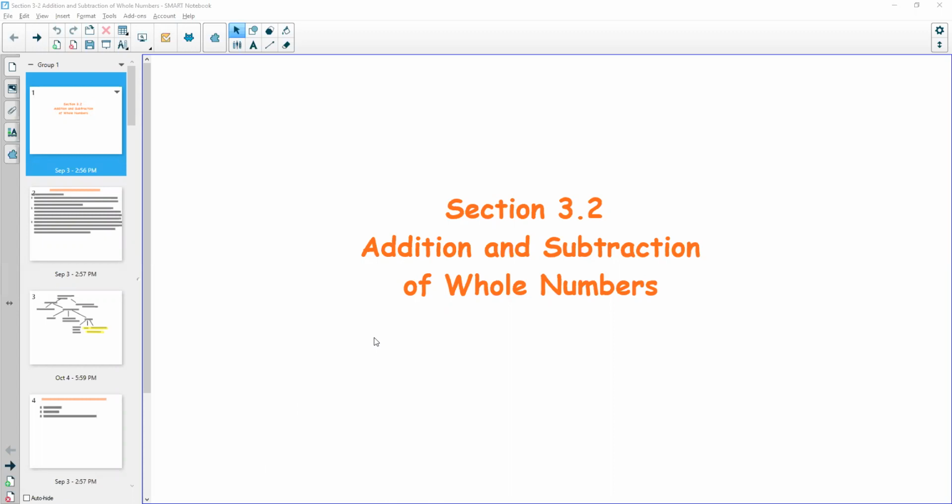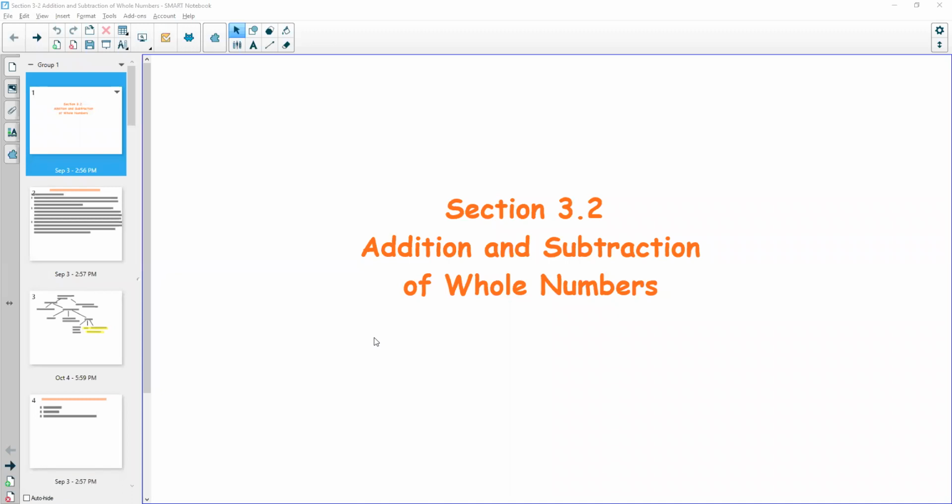In this module, we are doing section 3.2, which is addition and subtraction of whole numbers, as well as 3.3, which is multiplication and division. They will be separate videos and separate PDFs of notes, just so you're aware. So there's going to be 2 videos for you guys to manage in this section.